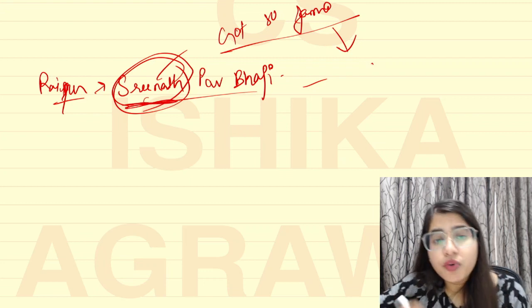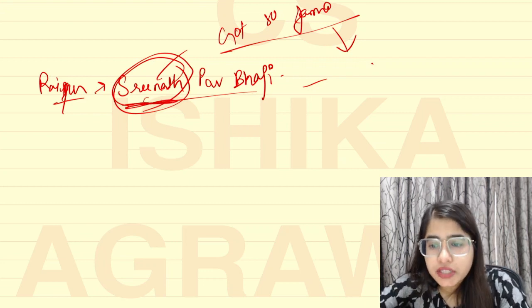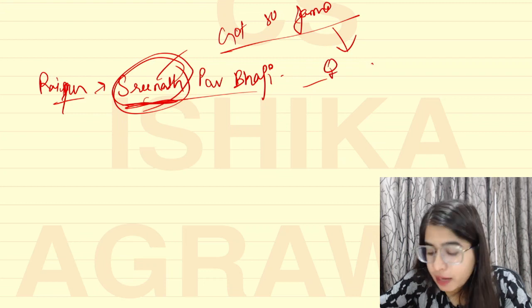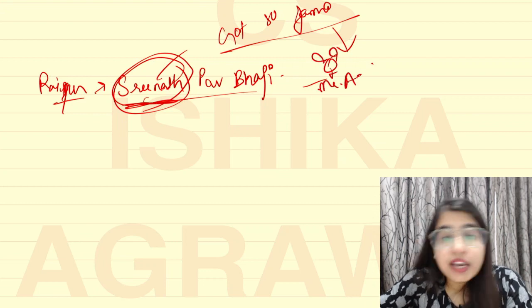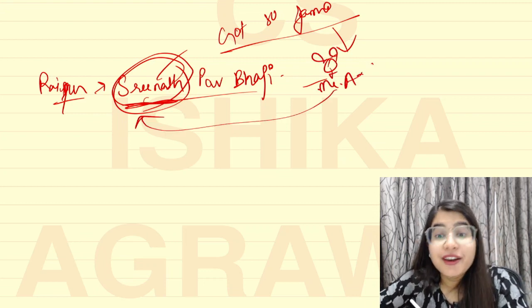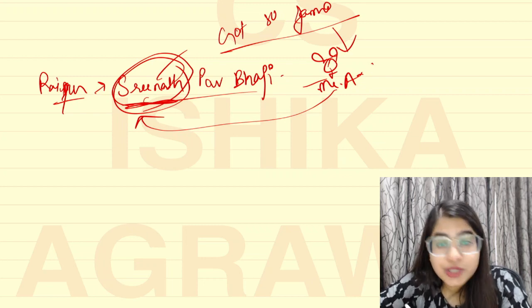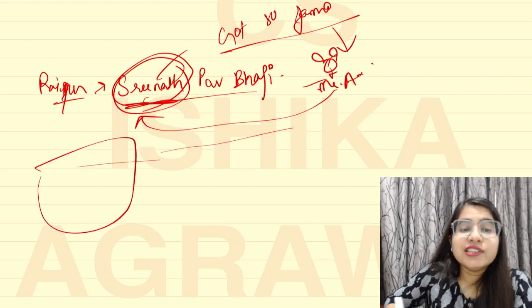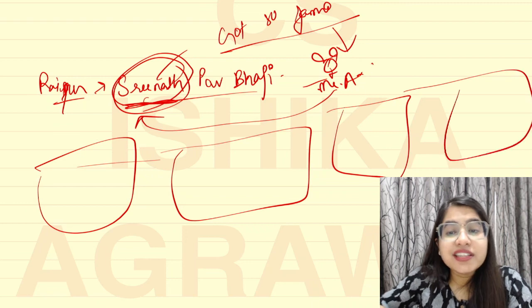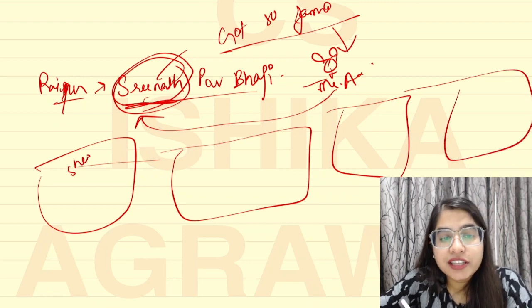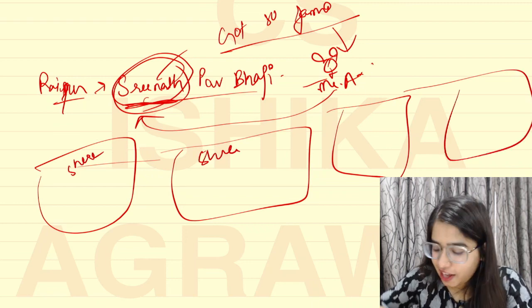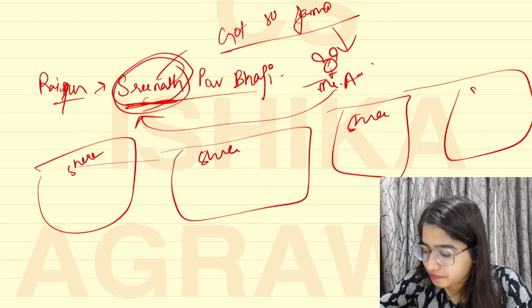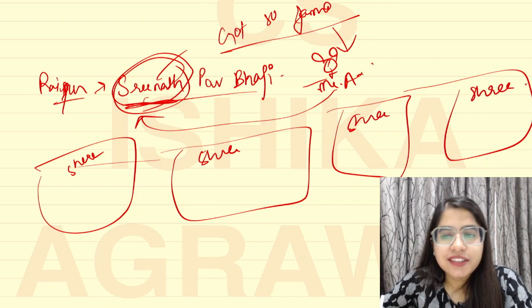Now this name Srinath ki pav bhaji has become so famous. Originally, let's say Mr. A started Srinath ki pav bhaji, but he did not take trademark protection. So what happened? All the stalls in that area, everyone started selling pav bhaji with the name Srinath pav bhaji.